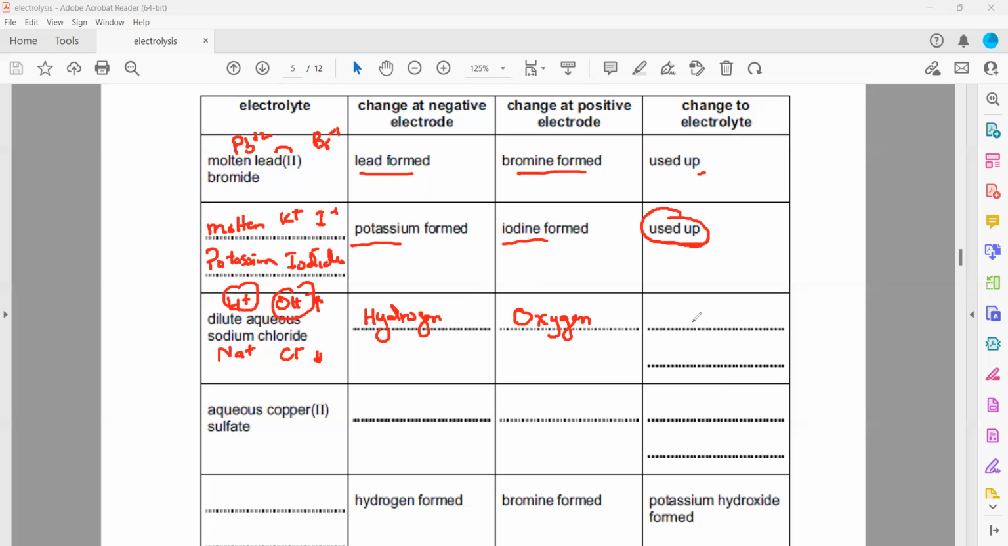Then what happened to the electrolyte? H is removed and OH is removed. So the amount of H and OH decreases. So it will become concentrated NaCl, sodium chloride, because we are left with sodium chloride, but we'll mention concentrated. Why concentrated? Because the amount of water is decreased. That's why it is concentrated sodium chloride.